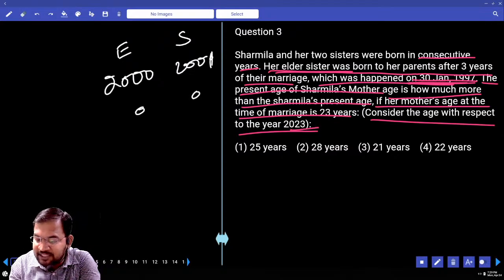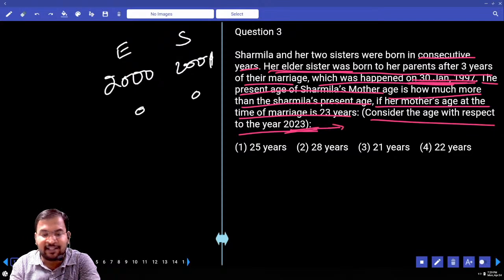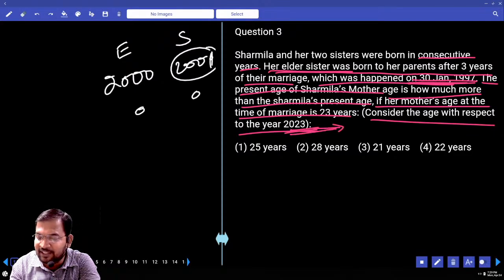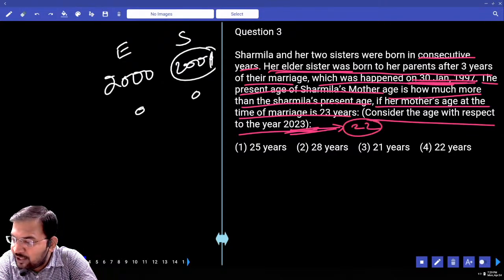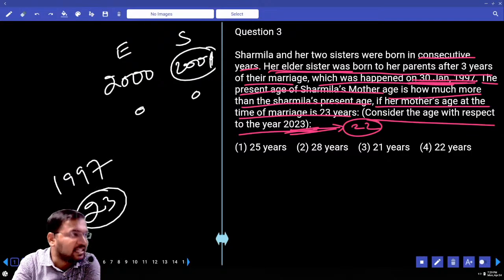Now in 2023, Sharmila's age is the present age, na? 2001 is 0, then 2023 is 22. Married in what year? 1997. The mother's age at that time is 23.